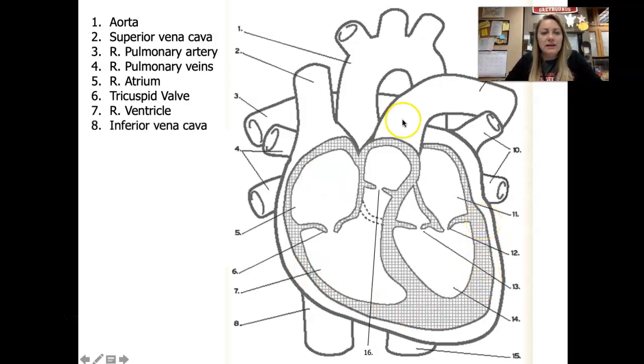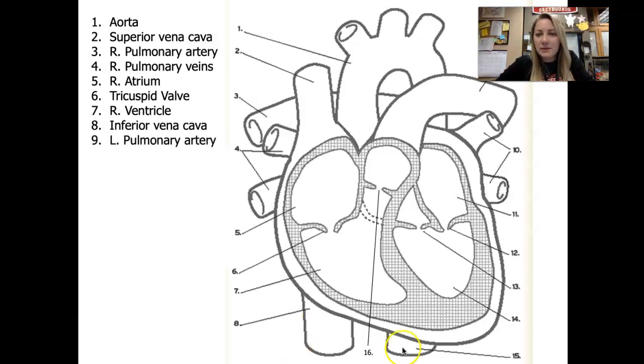Okay. Number 8 down here, inferior vena cava. This is going up the back side of the heart and also reaches up to the right atrium. This is bringing all the blood back from everything below your heart, so your abdominal organs, your legs, things like that.